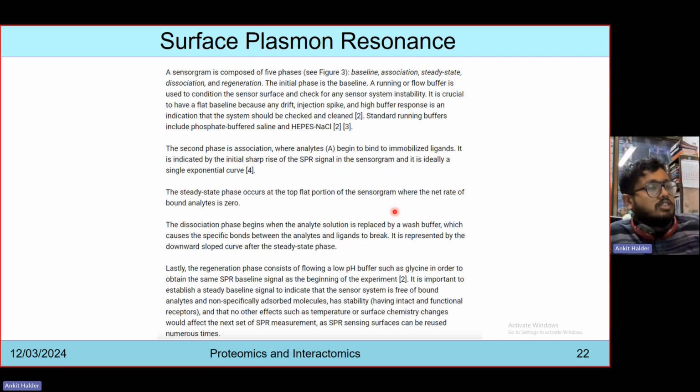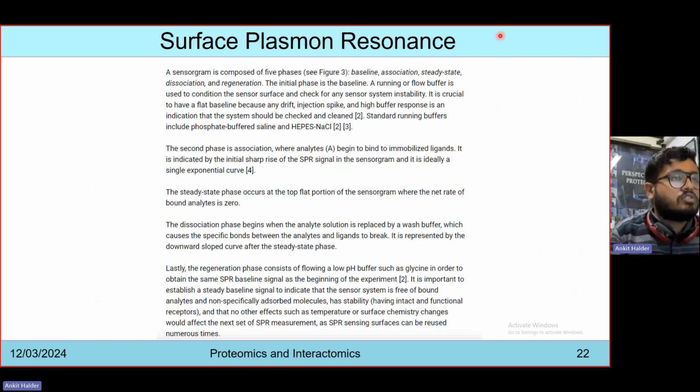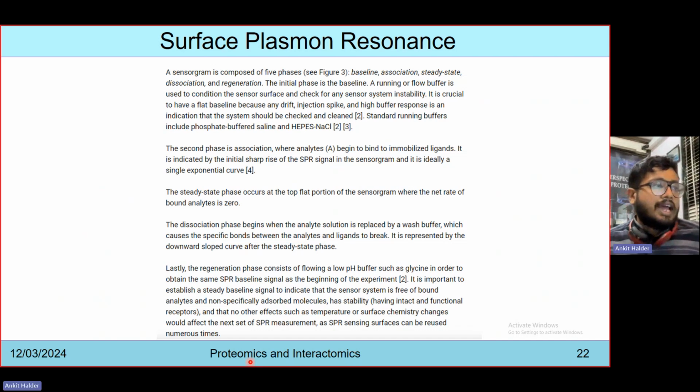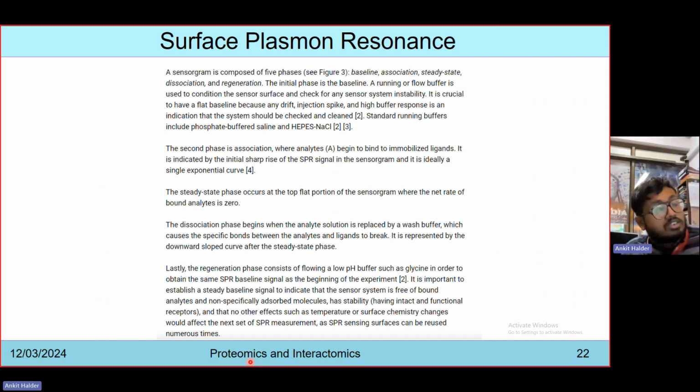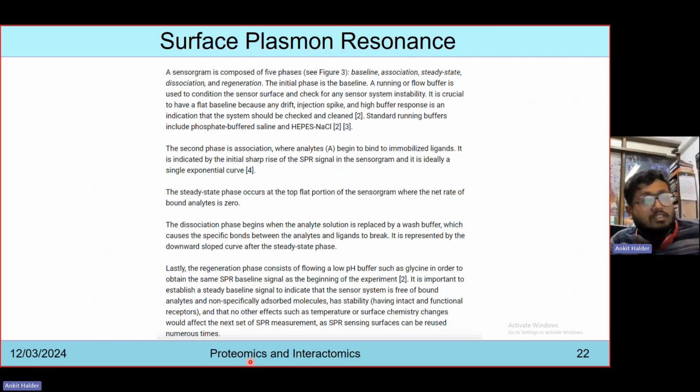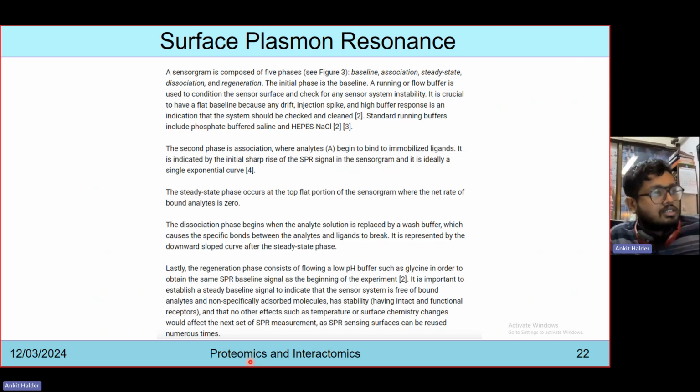So in that initial phase, a running or flow buffer is used to condition the sensor surface and check for any instability, whether any spike, drift or high buffer response is there, in which case the system should be checked and cleaned. The standard running buffers include PBS, HEPES and NaCl.